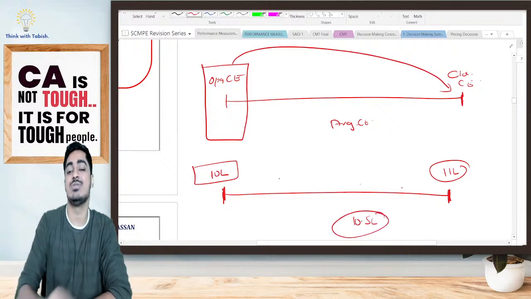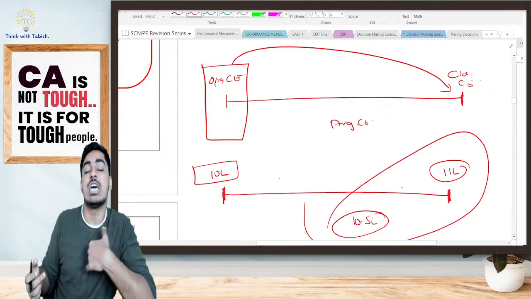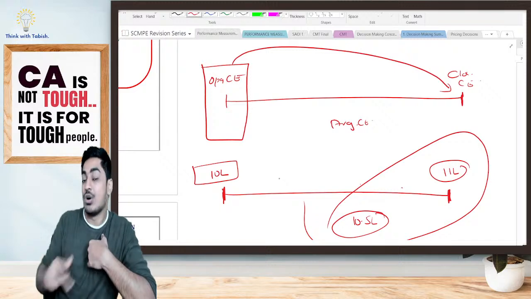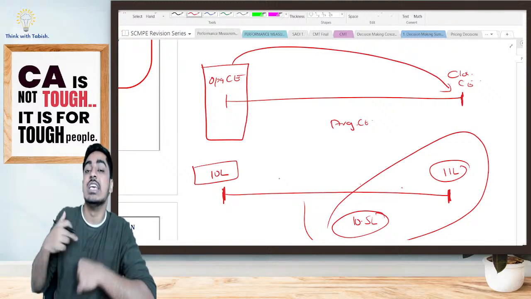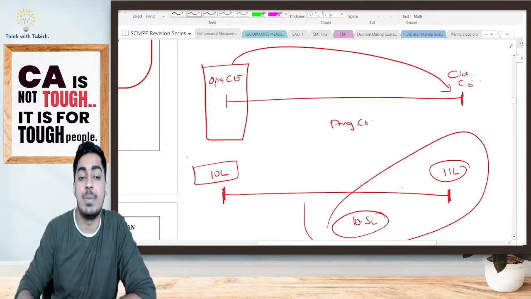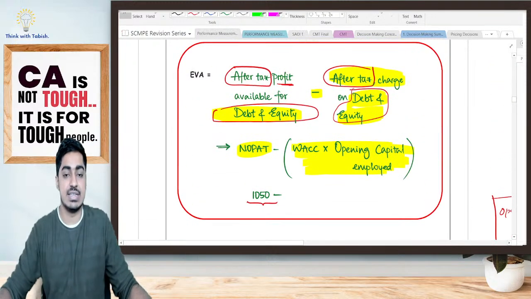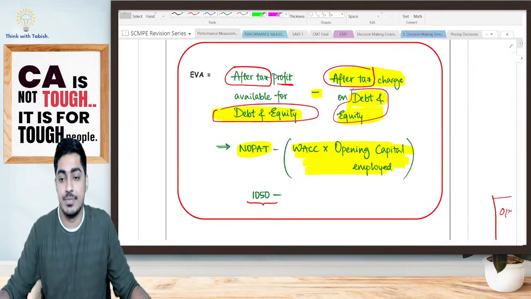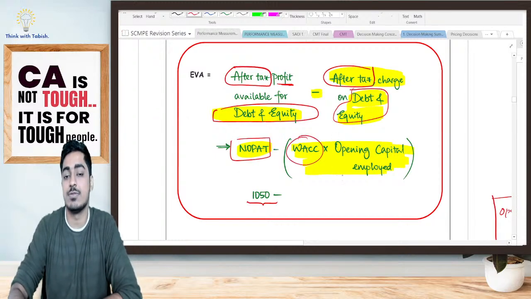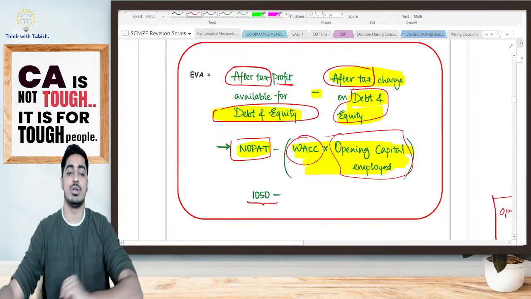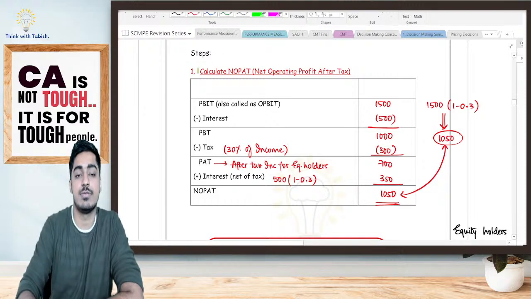All these happened on the last day. Throughout the year, to run my business, how much amount was there with me? 10 lakh. All the profit of 1 lakh that I've earned is by putting in 10 lakh rupees. So the capital employed I should be considering is my opening capital employed. Is it clear, everyone? Now look at this. I have my NOPAT minus weighted average cost of capital into my opening capital employed. Now let's go into the calculation of my NOPAT, which is my net operating profit after tax.